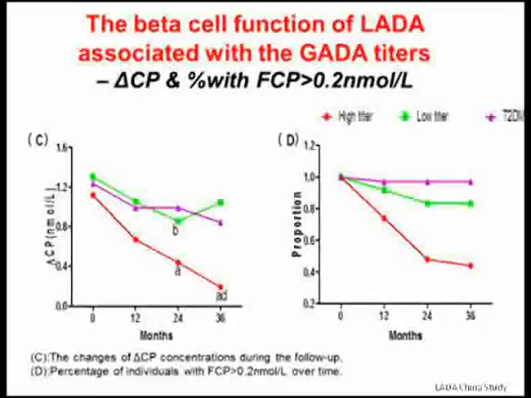When we looked at the beta cell function, they found that those patients, as you can see from this graph in the red, those with high titer LADA were insulin requiring earlier compared to the type 2 diabetic patients and the ones with the low titer who resembled type 2 patients. And the proportion of individuals who had a fasting C-peptide decrease of more than 50% was in the high titer group.